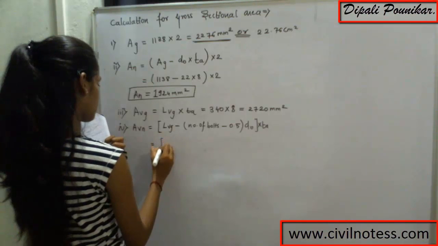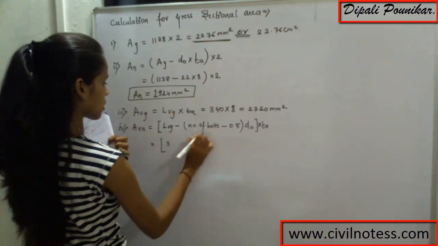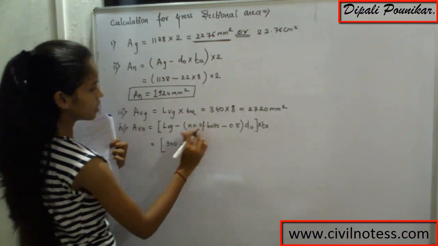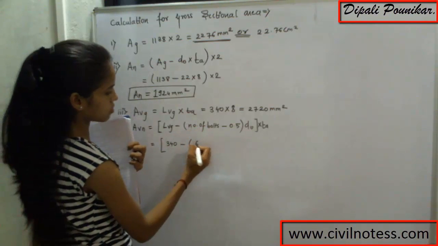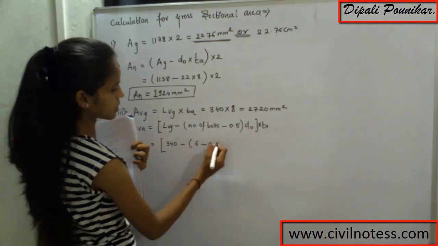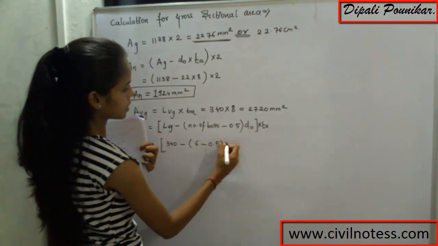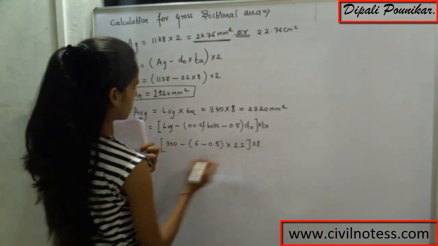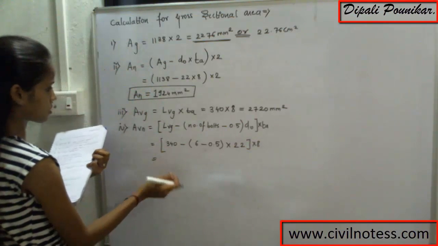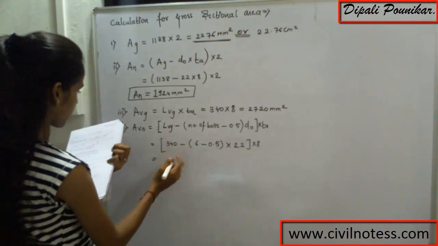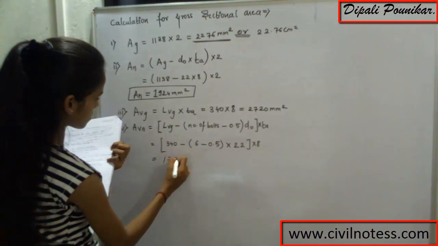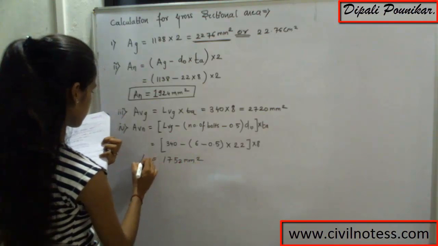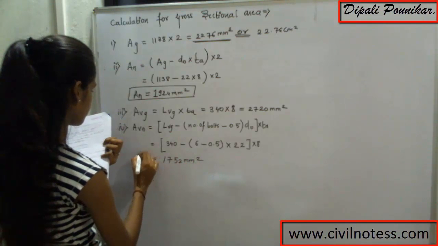After putting the values of the known components, LBG equals 340, which is already calculated, and the number of bolts, which is also already calculated, that is 6, 0.5 into D0 is 22 into 8. After putting these values, we get 1752 mm square. This is the value of ABM.